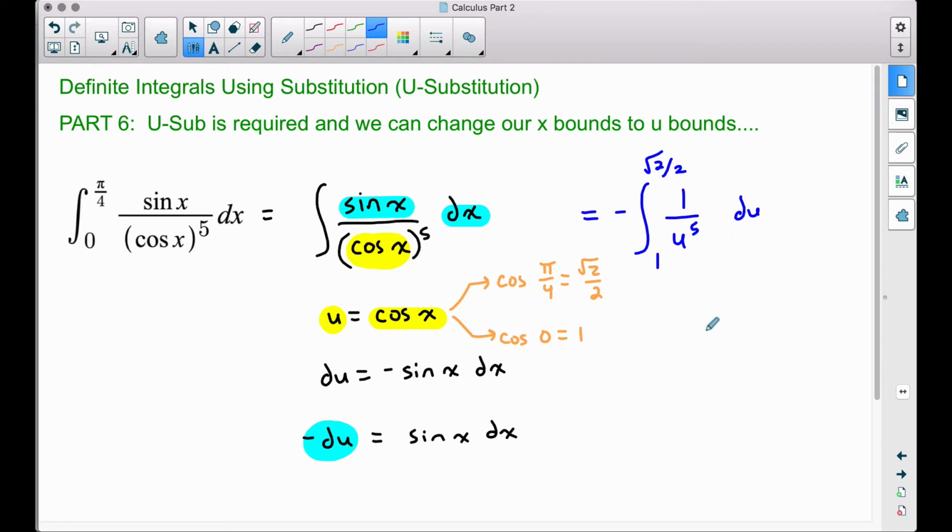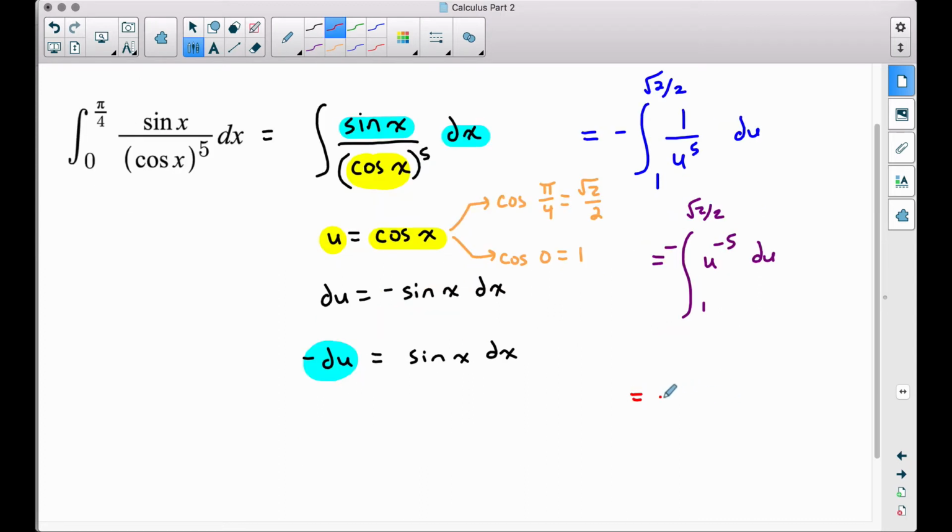And now let's integrate this just like we did back in part 4. I rewrote this as the negative antiderivative of u to the negative 5 du, and we are going from 1 to the square root of 2 over 2. Integrating this, we have negative. The antiderivative of u to the negative 5 is u to the negative 4 over negative 4. This is just a recap of what we did back in part 4. And now we can apply these new bounds from 1 to the square root of 2 over 2.